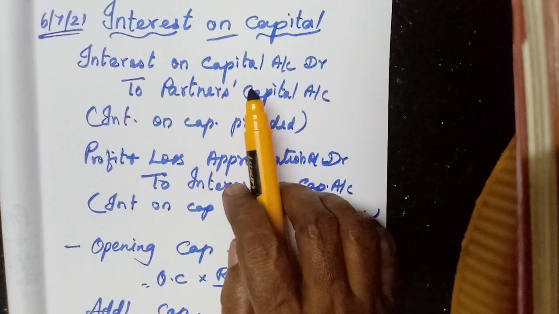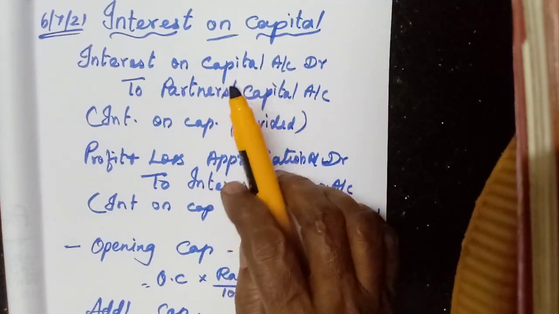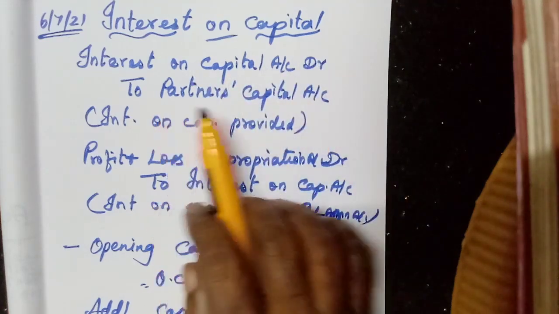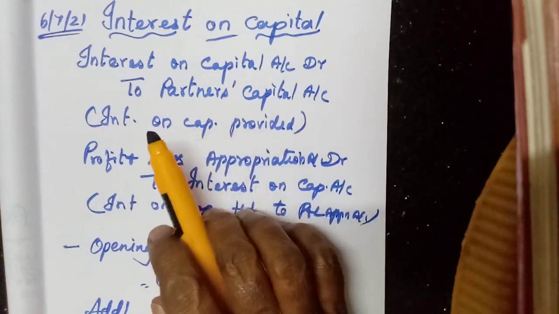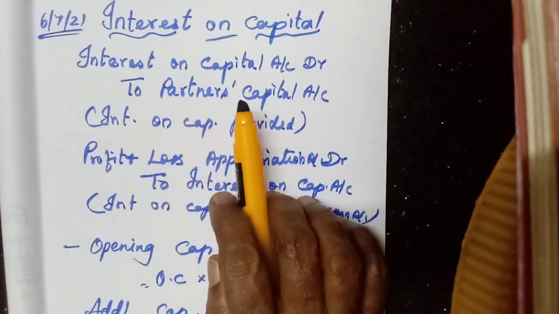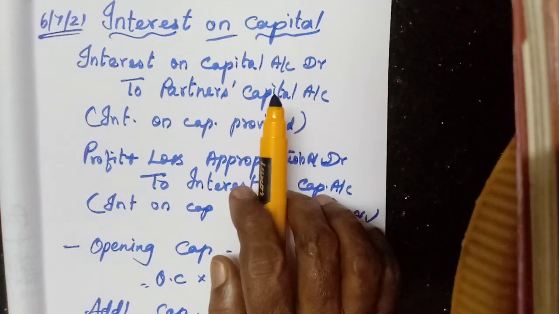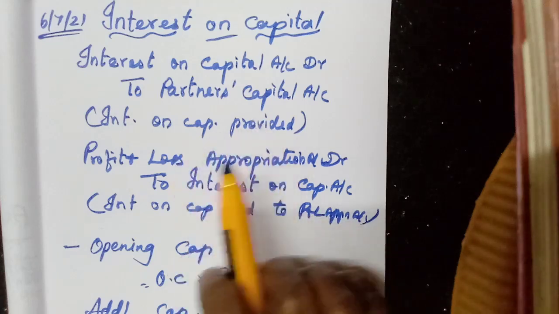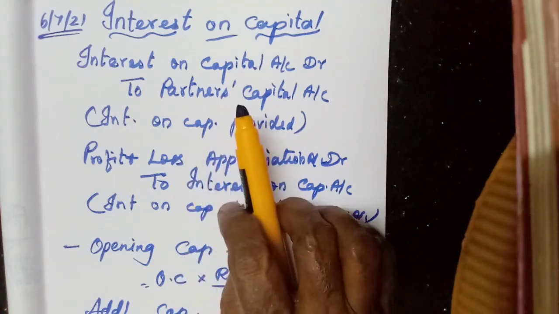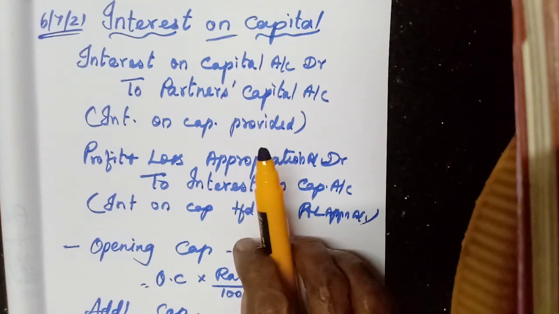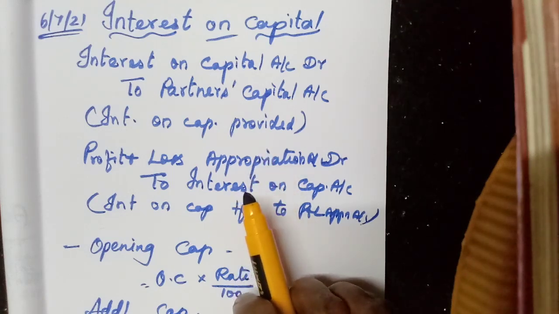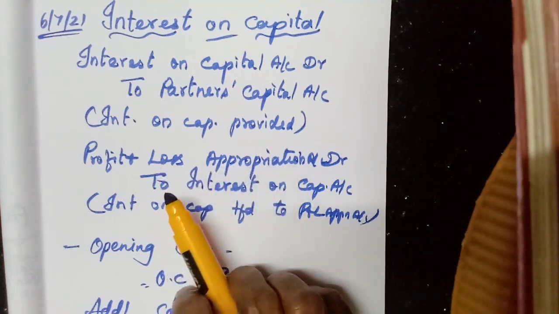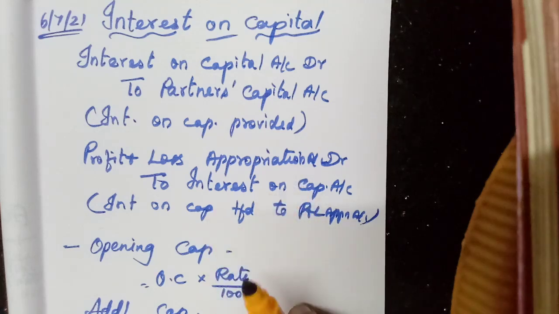First of all, we should prepare the journal entry. Interest on capital is an expense, so we should debit it, and the partners' capital accounts should be credited. If there are two partners, we write each partner's name, then capital, like Tamil and Ben's capital accounts, then interest on capital provided. The second entry: there are two entries, one for providing, one for transferring that interest on capital to the profit and loss appropriation account. So we debit profit and loss appropriation account and credit interest on capital account.